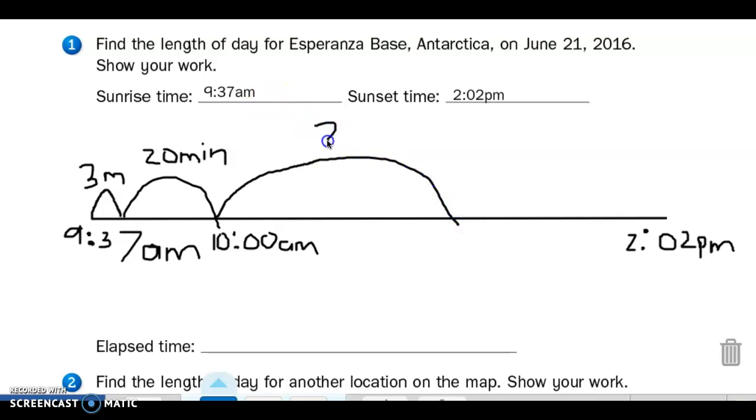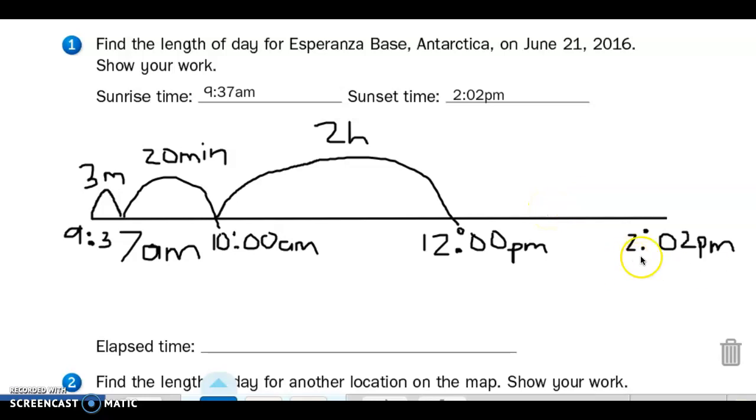And I'm going to label this with 2 hours because if I just put 3 and 20 and 2, I wouldn't know if I'm talking minutes or hours. So we're going to label. So I have 2 hours. That brings me to 12. We are no longer in a.m. We are in 12 p.m. because once we hit noon, 12 p.m. or lunchtime, anything after is p.m.